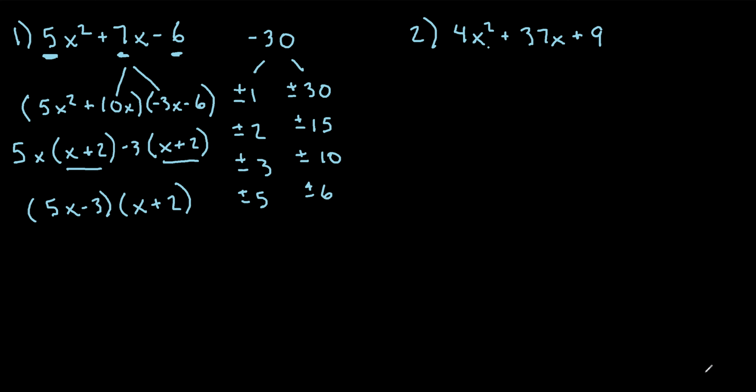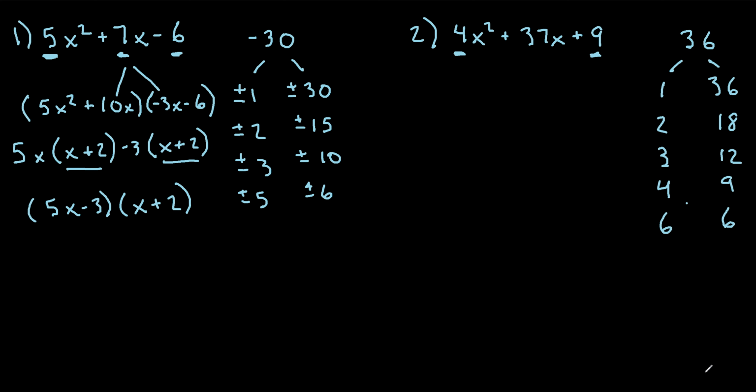So let's take a look at this next example. We have 4x squared plus 37x plus 9. So once again, the leading coefficient is not equal to 1. So the way that we can factor this polynomial is we can multiply this 4 by the last term of 9. So that's 36. And then we can think what factors of 36 will add to 37. So let's go ahead and list out the factors of 36. We've got 1 and 36, 2 and 18, 3 and 12, 4 and 9, and then 6 and 6.